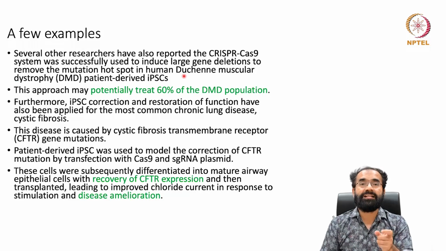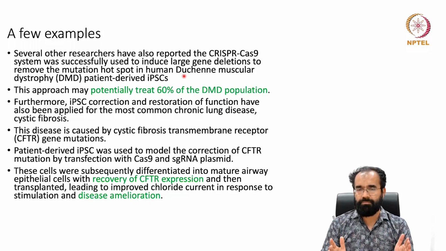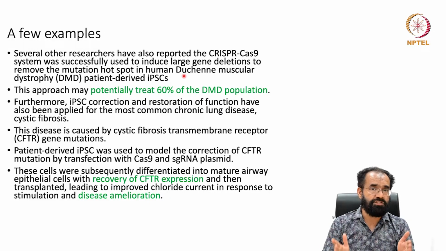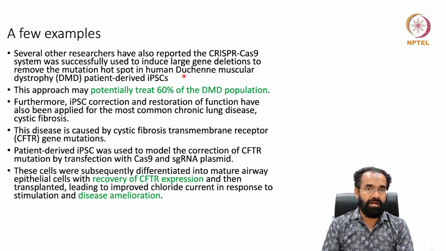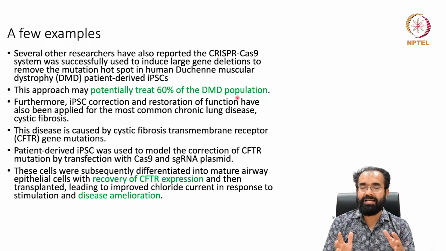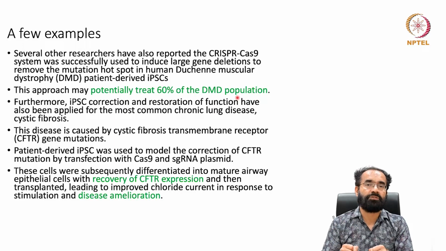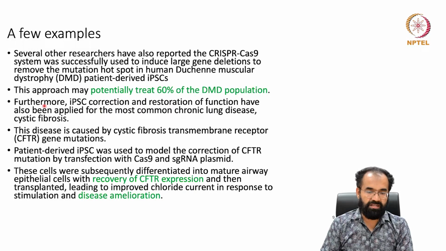But the problematic region itself, you can delete it, because in Duchenne muscular dystrophy, the dystrophin gene is a large gene. If I'm not wrong, the RNA itself is around 17 kb, 17,000 bases. So this approach may potentially treat 60% of the DMD population. If there is a problematic area, delete that problematic area so that no more mutations stay in that protein. Hence, the organism survives perfectly.